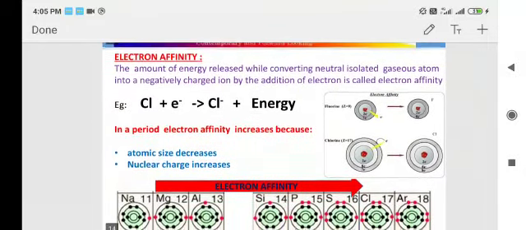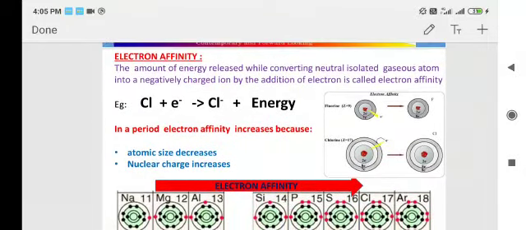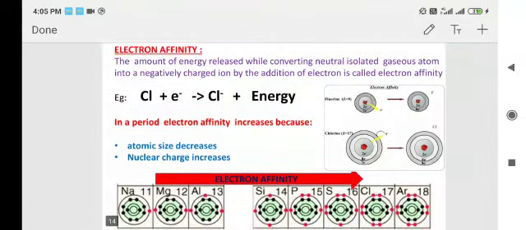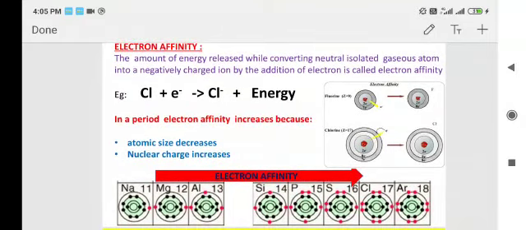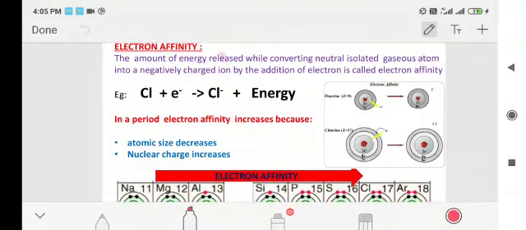Then the next point is electron affinity. The definitions of ionization potential, electron affinity, electronegativity, all these definitions you need to learn by heart again. And the definition is given here. Just see the definition: it is the amount of energy released, see this word, released, while converting a neutral isolated gaseous atom into a negatively charged ion by the addition of electron is called electron affinity.